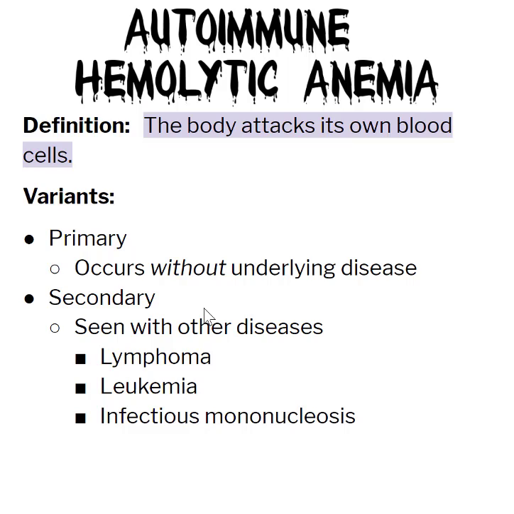There are two variants of autoimmune hemolytic anemia. The first one is primary, where the body just is out of whack and just starts attacking its own red blood cells without an underlying disease. So the spleen is just going for it. It's just taking all the red blood cells out that it wants. The other variant is secondary, and that is when it is seen with other diseases. Those other diseases can include lymphoma, leukemia, or infectious mononucleosis. Quite often we just refer to this as mono, the kissing disease.